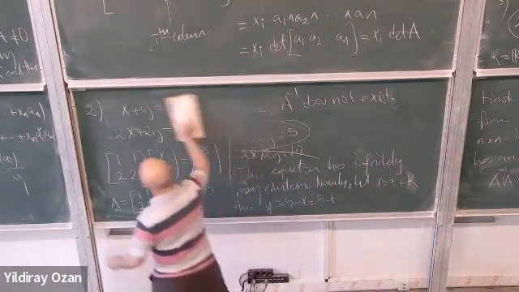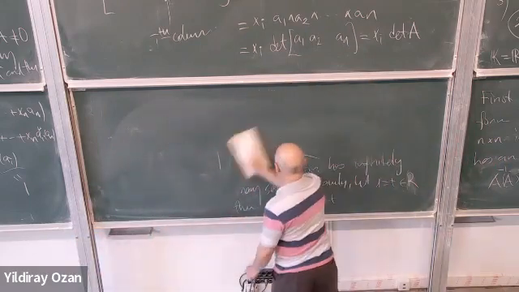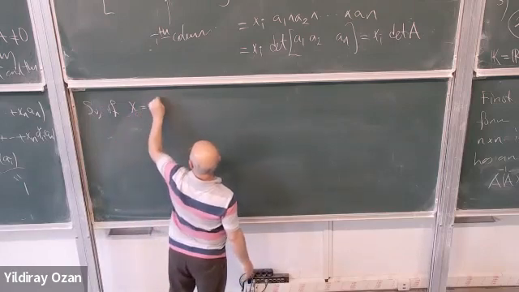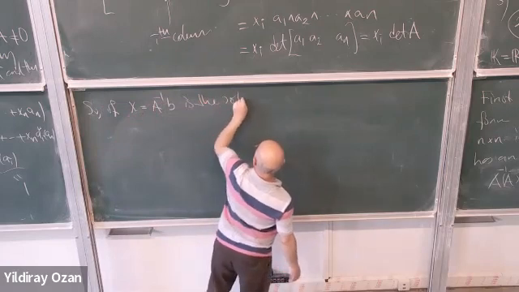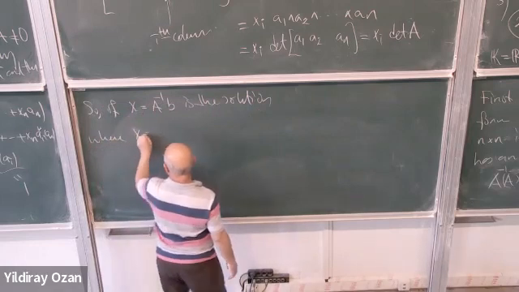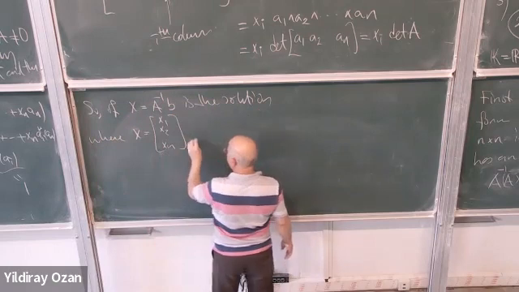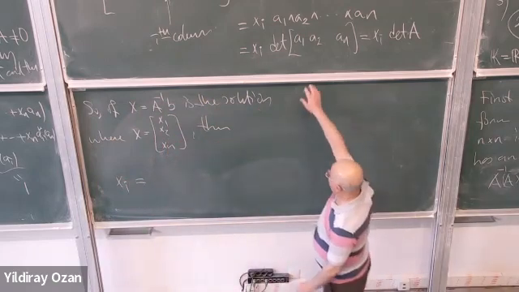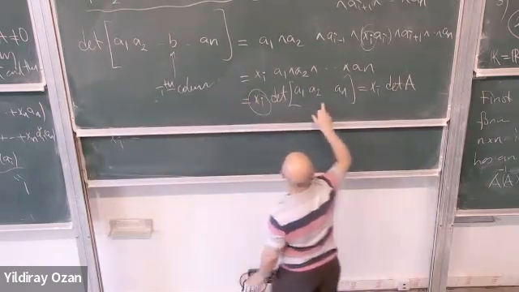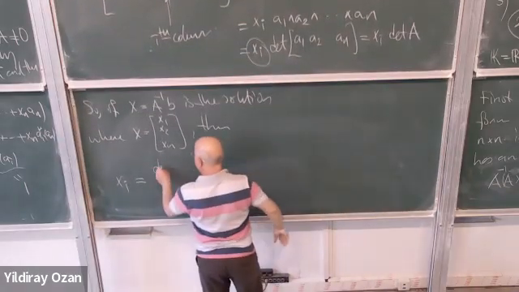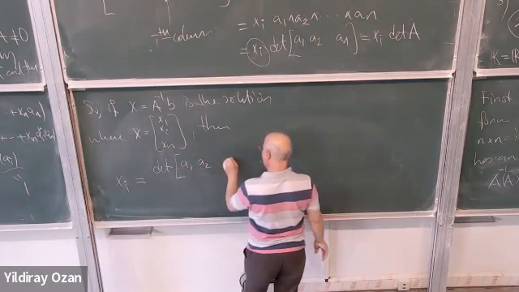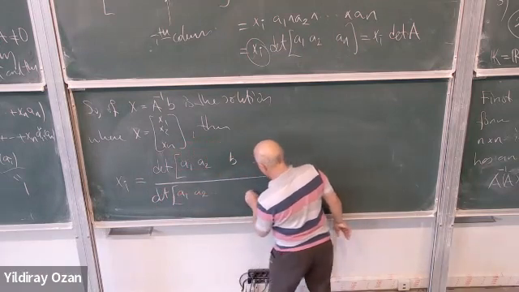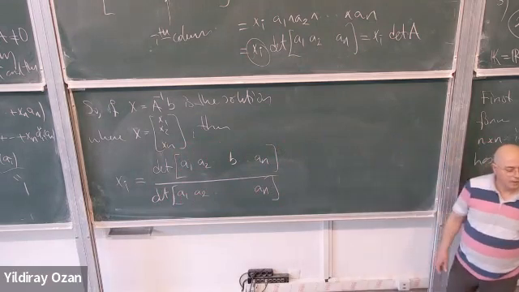So what have we obtained? Look. If X, which is A inverse B, is the solution, where X is X1, X2, Xn, then what is this Xi? Xi is the following. This element is this determinant divided by this determinant. So it is just the determinant of A1, A2, B, an divided by the determinant of A1, A2, an. Right? So that's Cramer's rule.